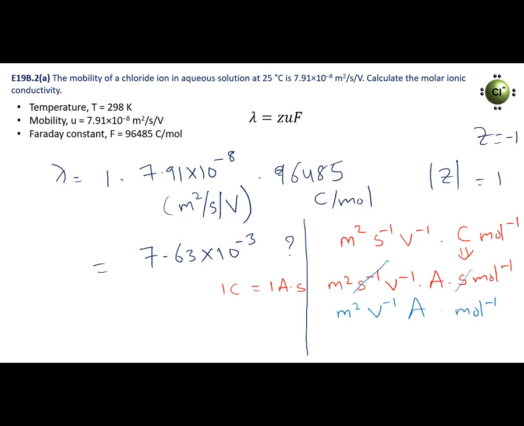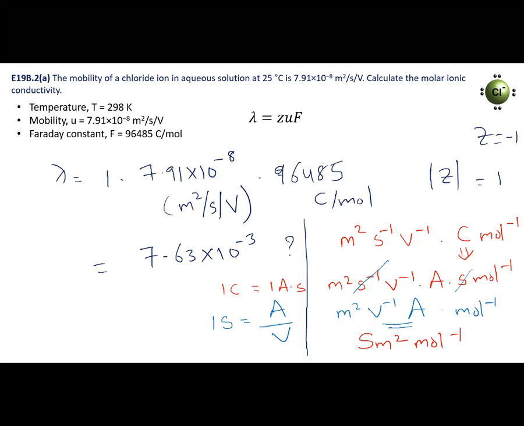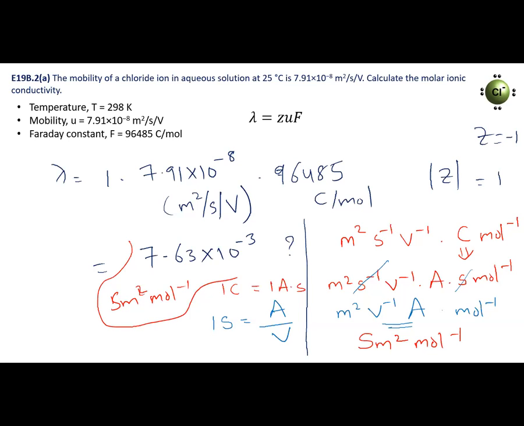By the definition of a Siemens, 1 Siemens is equal to ampere per volt. So this is nothing but Siemens. We are going to get the final unit as Siemens meter squared per mole. So the answer would be 7.63 times 10 power negative 3 Siemens meter squared per mole. So this should be your answer.